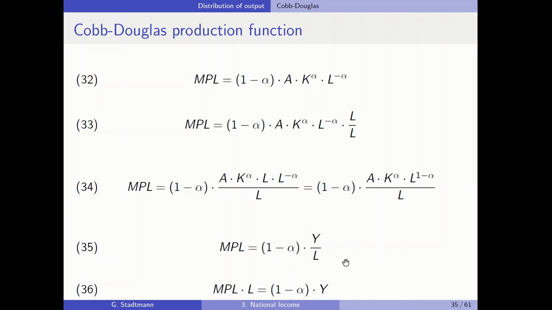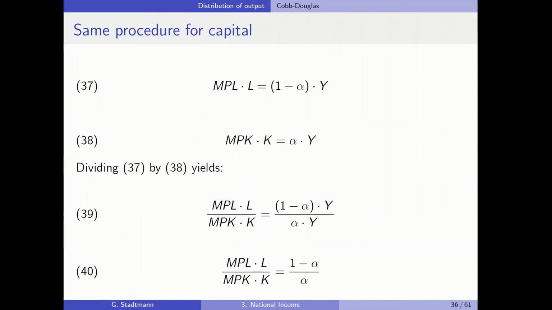When we put L to the other side of the equation, we can see here that the labor share of output is equal to 1 minus alpha. And as long as alpha is constant, the labor share is constant. When we perform the same procedure for capital, we get to equation 38. Marginal productivity of capital times capital is equal to alpha times the output level y. Alpha because the exponent attached to capital is equal to alpha.